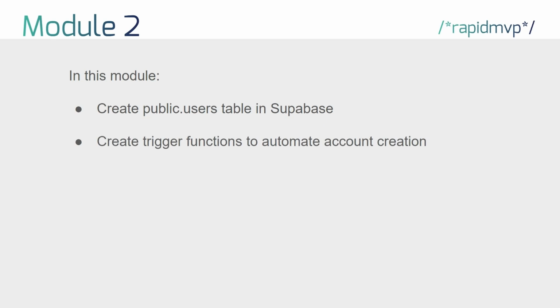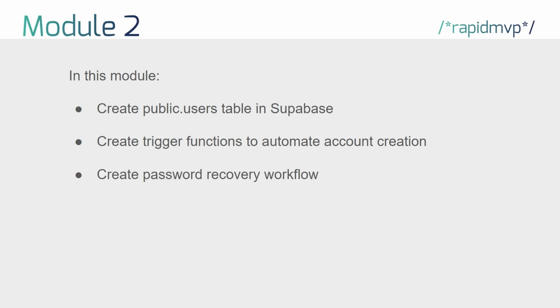We're going to automate the account creation. So when our user signs up to our application, we've got some Supabase trigger functions, and don't worry, that'll all be explained when we get to it, which automatically populates the public user table with the information we want upon the user signing up to our application.